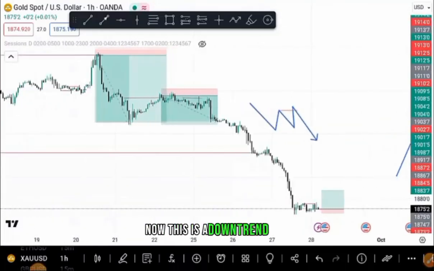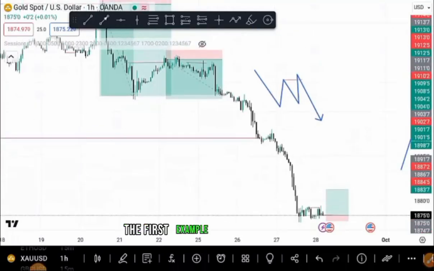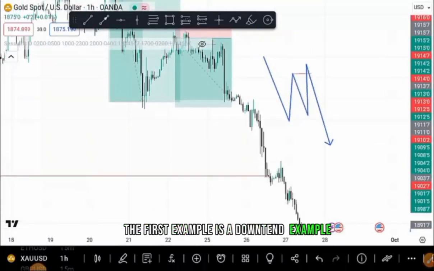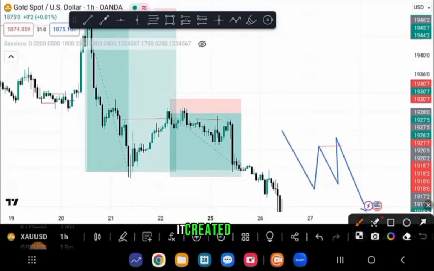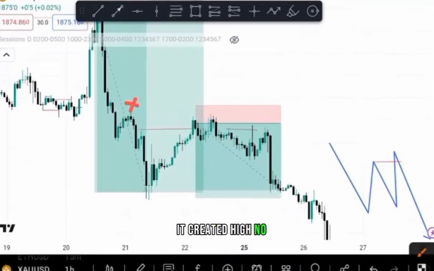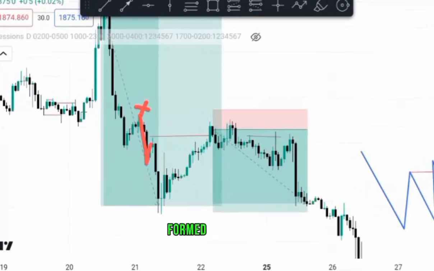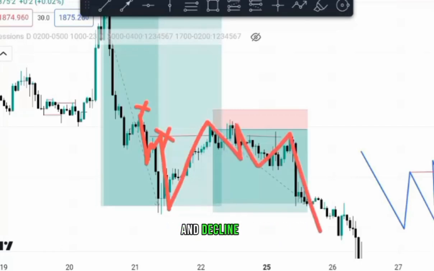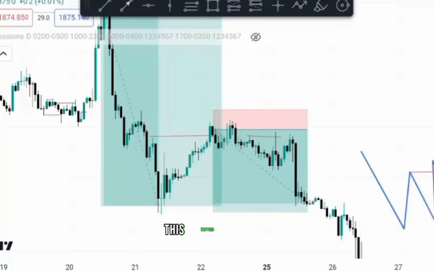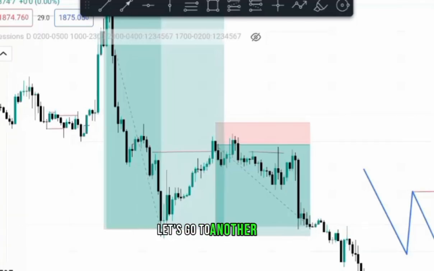This is a downtrend example. What price did right here, like you can see, it created high number one, it came down, formed the second high, and went lower. So what do you expect price to do? Come back to that level, take it out, and decline. Simple. This is not a pick and choose example. This happens all the time. Let's go to another example.